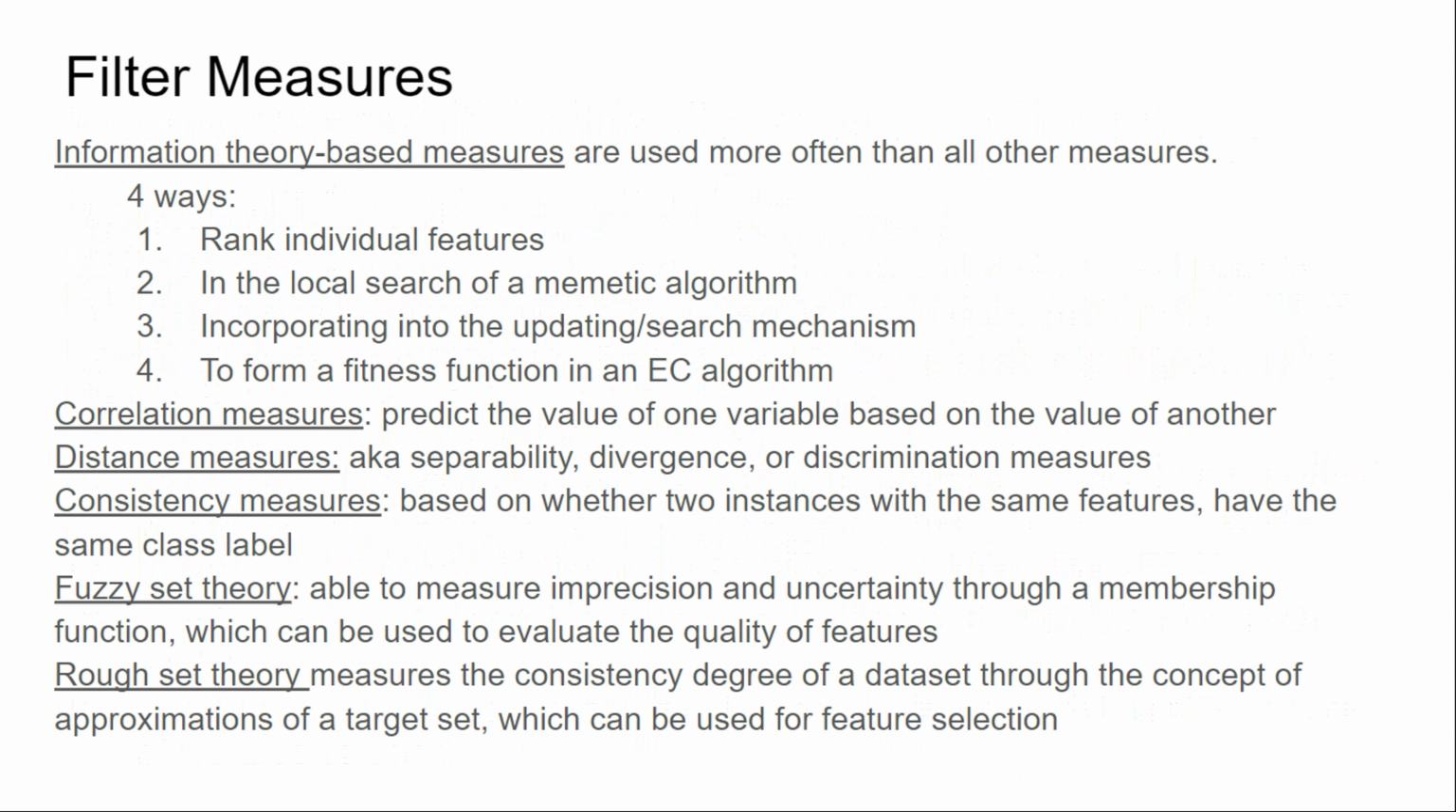Correlation measures are used to predict values based off of other values, basically their correlation. Distance measures determine the separation between features, and consistency determines whether 2 instances with the same features will have the same class label. And fuzzy set theory is used to measure uncertainty to evaluate the quality of the features. Rough set theory measures the consistency of a data set to approximate a target set to be used in feature selection.